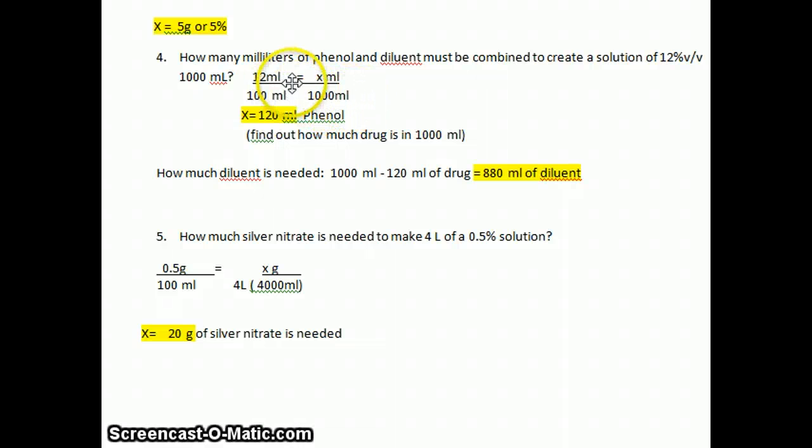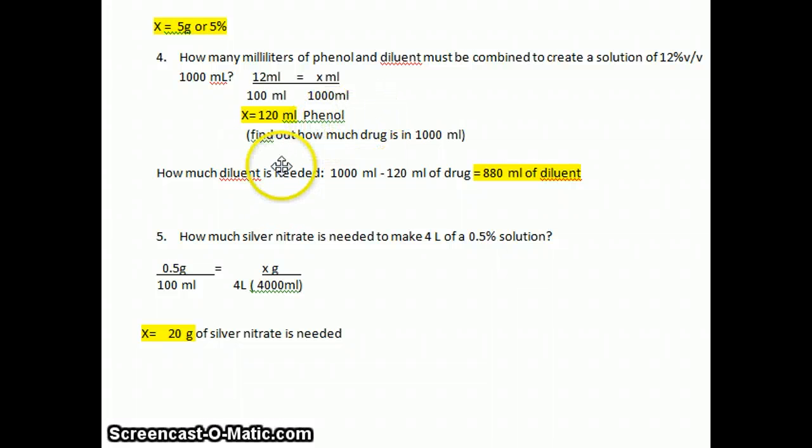And the reason I'm using mL is because this is a volume in volume. The 1000 mL is my total volume, so that's why I have that here on the bottom. Sometimes when you're using volumes and weights, you get confused as to where to put which numbers. So you would put your total volume here on the bottom. So it's 12 times 1000 divided by 100, and your X equals 120 milliliters of phenol.